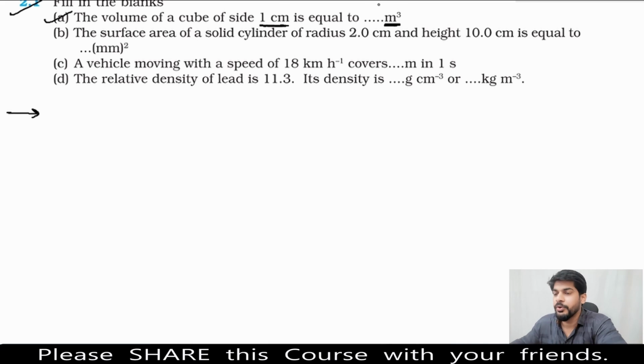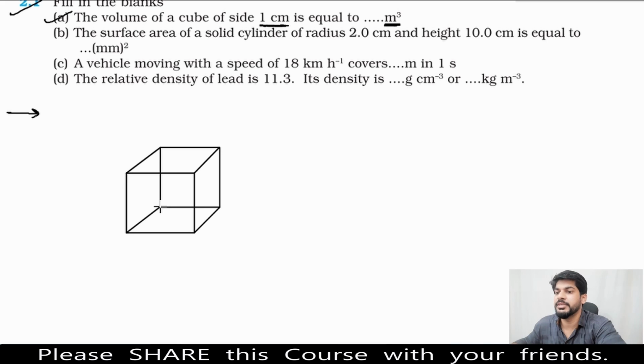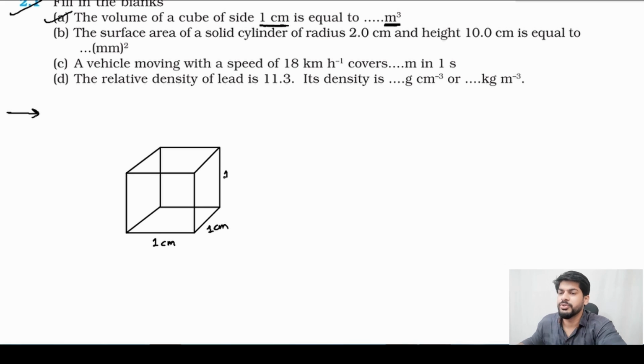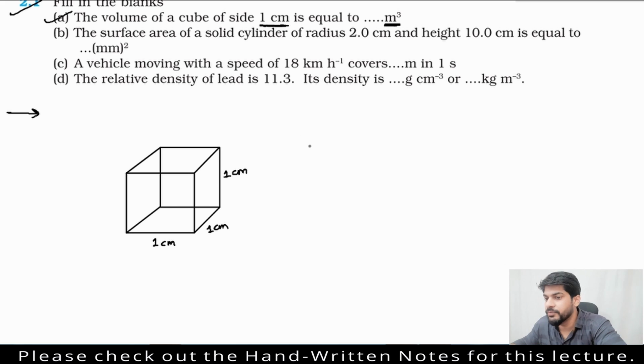I will tell you. First of all, if you know how a cube looks like, the cube looks like this. So that's the cube. Now the sides are just 1 centimeter, 1 centimeter and 1 centimeter. So we can say length, breadth, height, all of them are equal and that is 1 centimeter, and that is the property of the cube. Everything is equal.